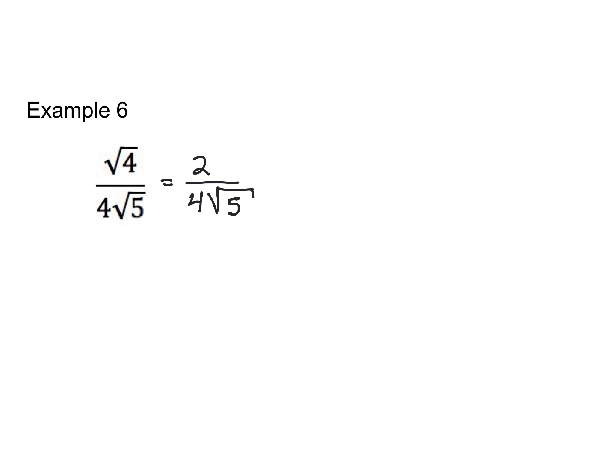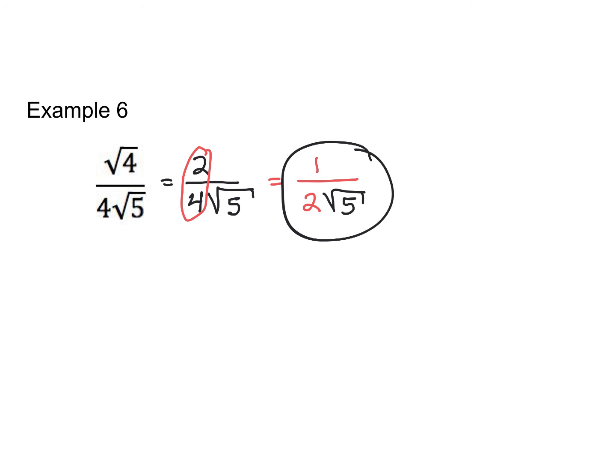So 2 over 4 is a fraction. If I put 2 over 4 in my calculator, because it's a fraction, and simplify it further, I know that is 1 over 2. And then still on the bottom part, we have square root of 5. So our answer is 1 over 2 square root of 5.